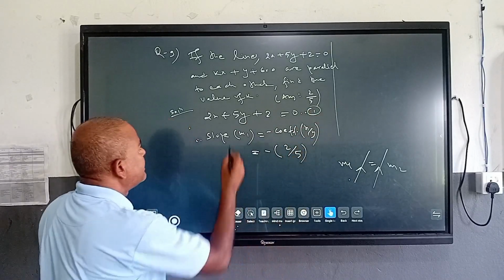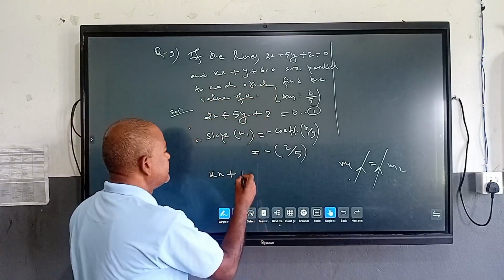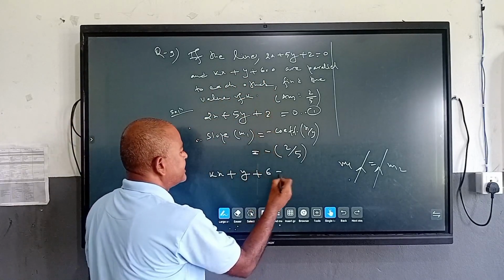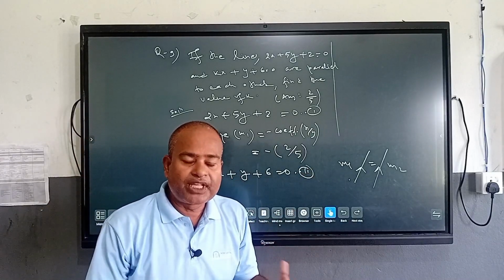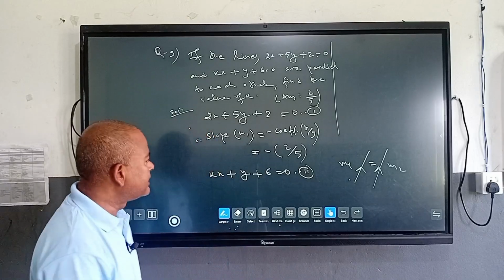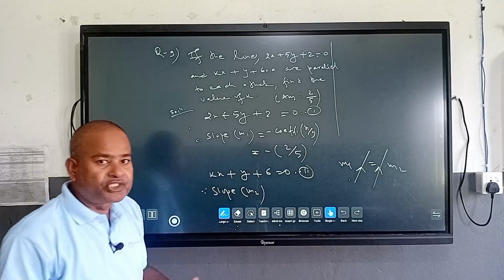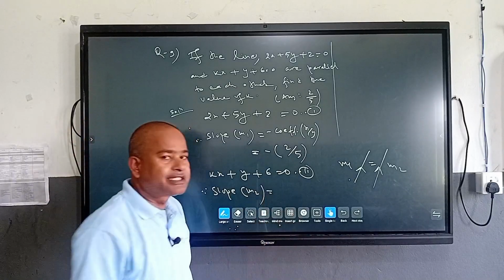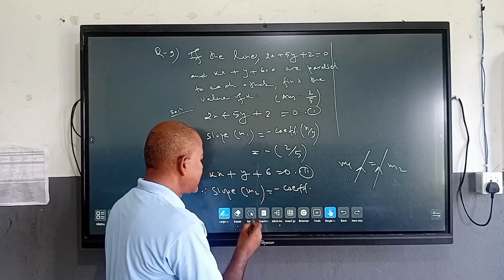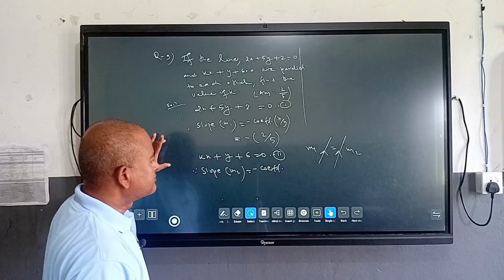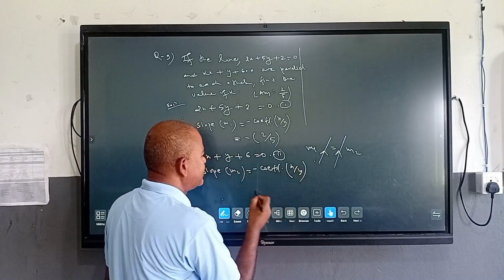Dear students, now let us find out the slope of the second equation of a straight line, kx plus y plus 6 equals 0. So this is the equation of the second straight line, or we can say this is the second equation of a straight line. Therefore slope, let's denote by m2, the slope of second straight line, minus coefficient of x divided by the coefficient of y.